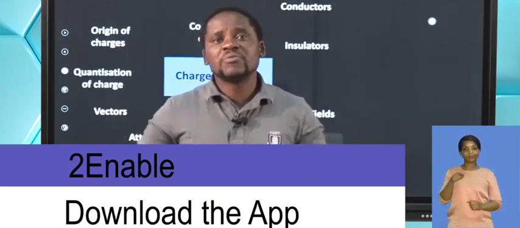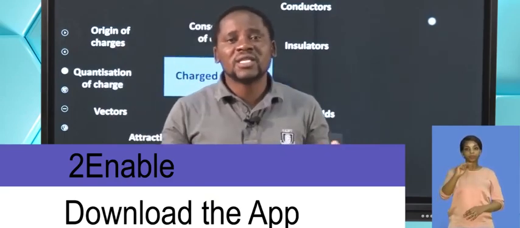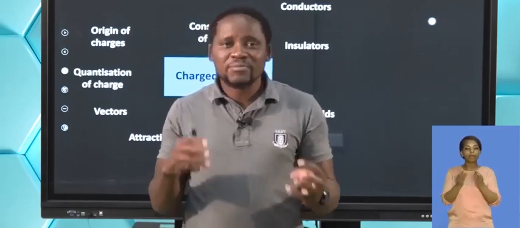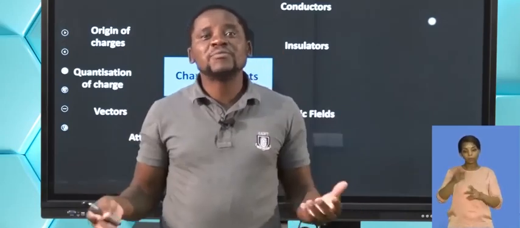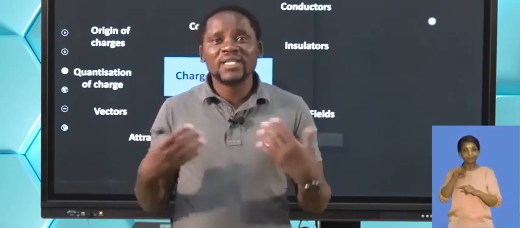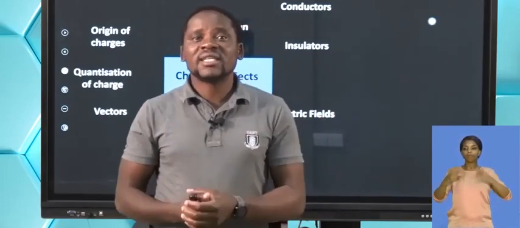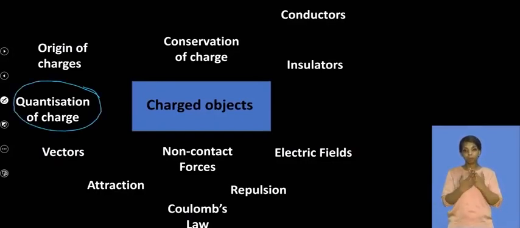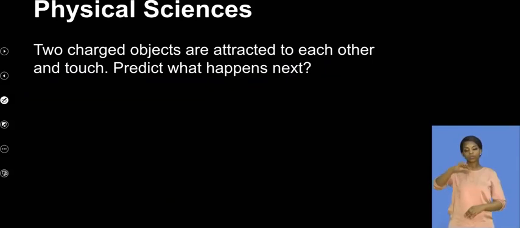Just to take you back to the first segment, we said that the subatomic particles, electrons and protons, are exactly what contribute to the type or nature of a charge that a material has. Now, we want to focus on what we refer to as quantization of charge. Let's start with a discussion: two charged objects are attracted to each other and touch. Predict what happens next.